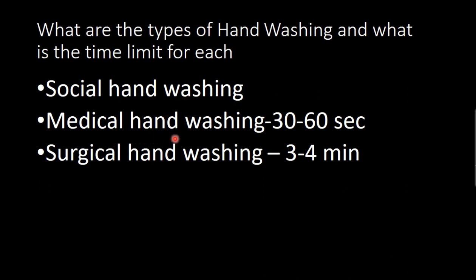Then we have medical hand washing. We use soap to wash our hands, and generally the time limit for this is 30 to 60 seconds. Then we have surgical hand washing. Surgical hand washing is done before surgery. Before doing any aseptic technique, we have to wash our hands surgically, and the time limit for this is 3 to 4 minutes. We have to rub and scrub our hands.